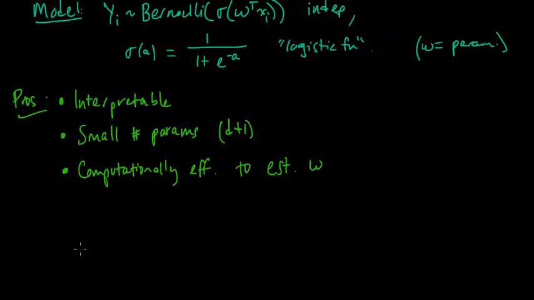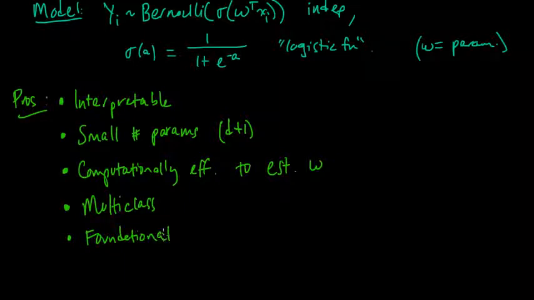Another thing, so there's lots of nice things. You can extend it to multi-class, a very natural extension to multi-class, even though we're just going to talk about binary. And it also forms the foundation, so I'll just put foundational. This method forms the foundation for some more complex methods like neural networks, and also things called generalized linear models. Okay, so those are some pros.